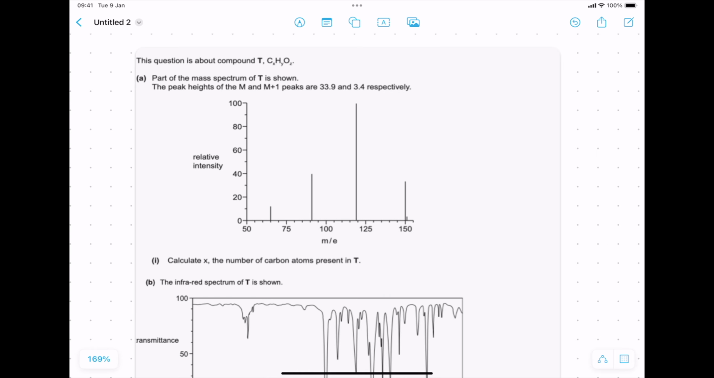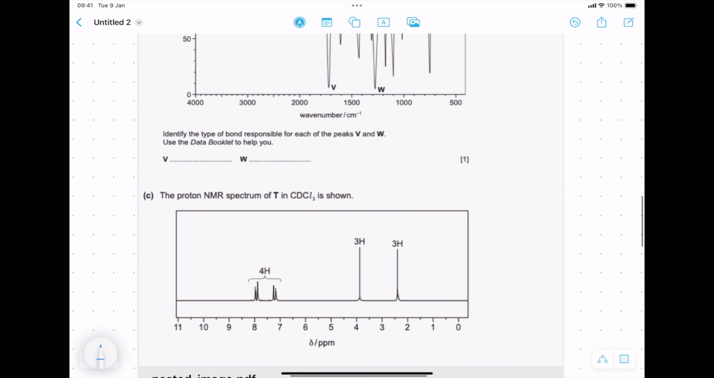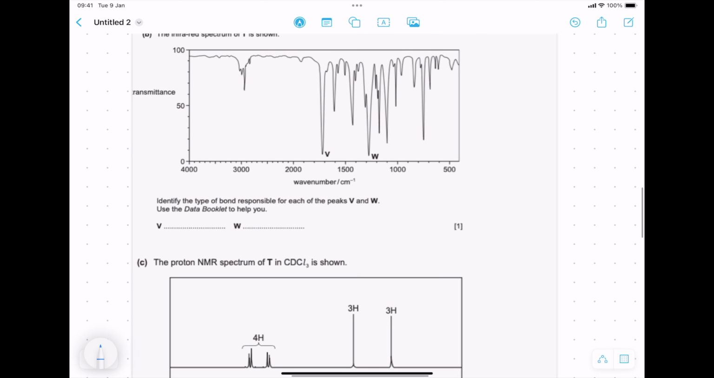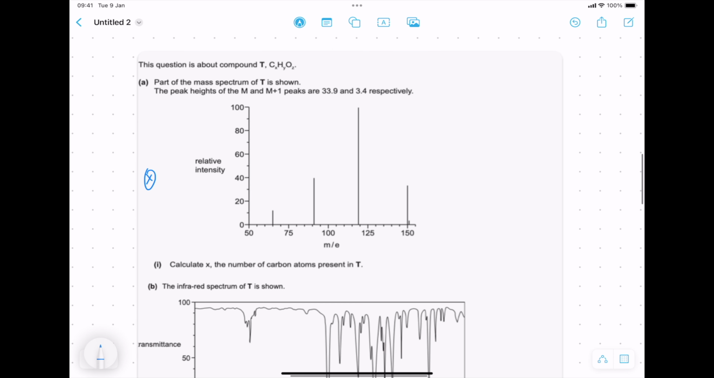This question is about compound T, CxHyOz. So we've got to work out the identity of compound T. And you can see in the first bit, we are given mass spectroscopy information there. We have some infrared information there. And then an NMR spectra at the end there. Usually these questions can be up to 10 marks, so quite a lot once you put all of this stuff together.